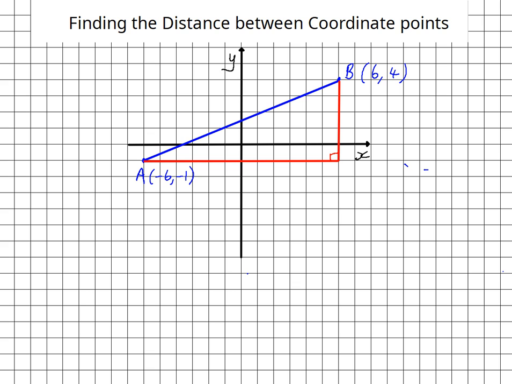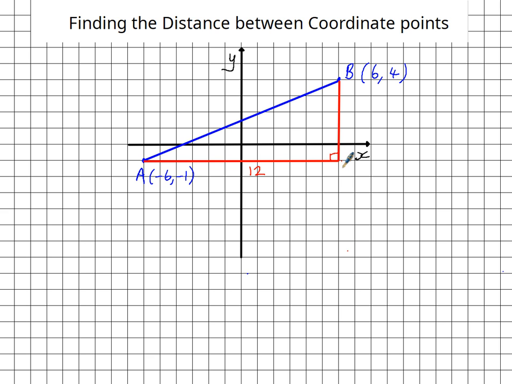Now, let's have a look at the lengths that we have. So again, because we've got the grid, we can just count them. So 1, 2, 3, 4, 5, 6, 7, 8, 9, 10, 11, 12. So it's 12 units along the base. Now have a look at our x coordinates. We have positive 6 and negative 6. So the difference between plus 6 and minus 6 is 12. That makes sense.